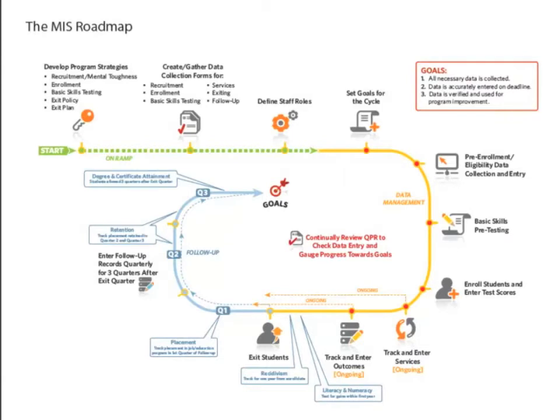So what is the MIS roadmap? The roadmap is a visual representation of all the high-level steps required to be sure that you are accurately collecting, entering, and checking data for your Department of Labor Youth Build grant, and for program management. The roadmap is divided into three important sections.